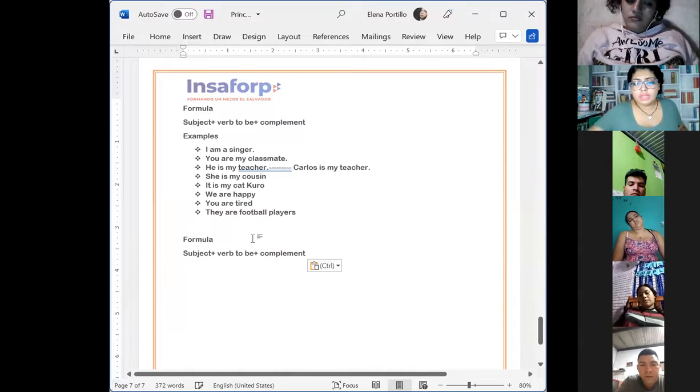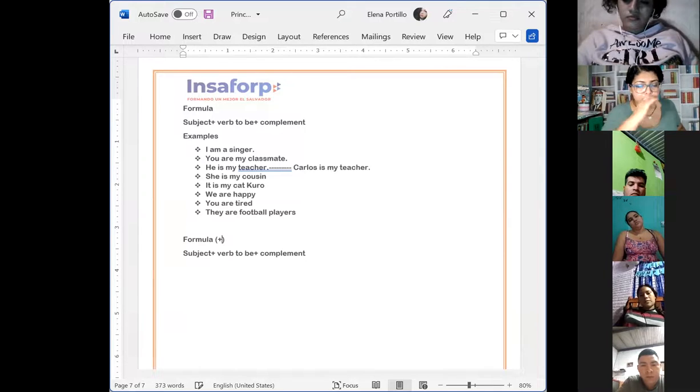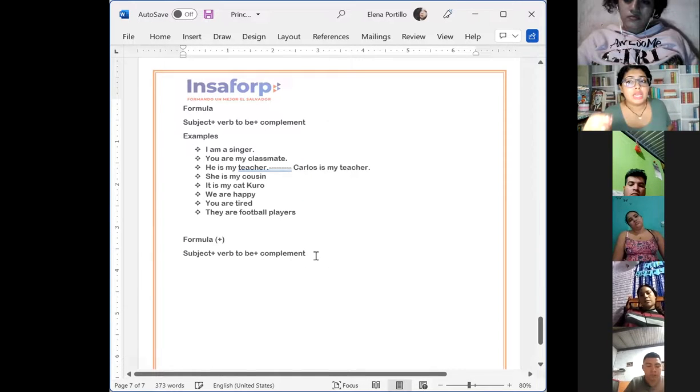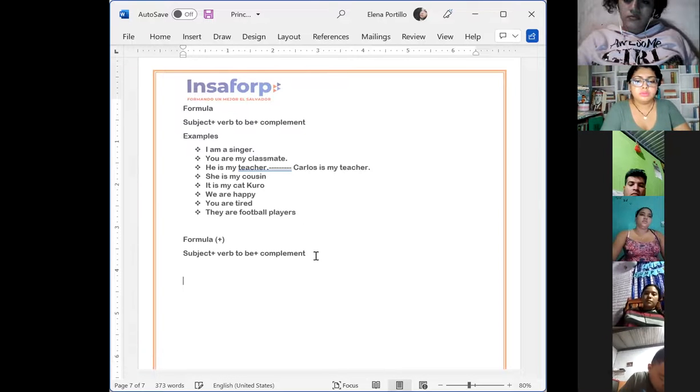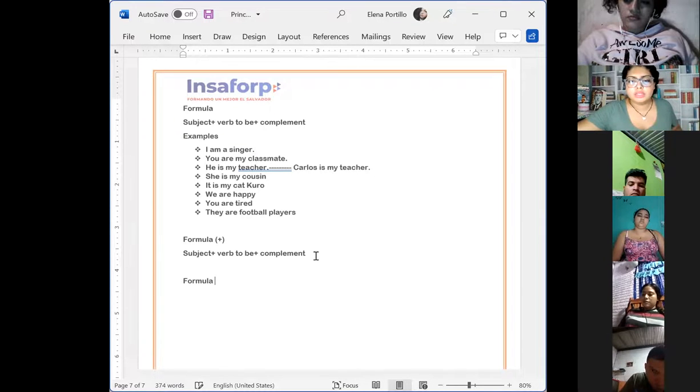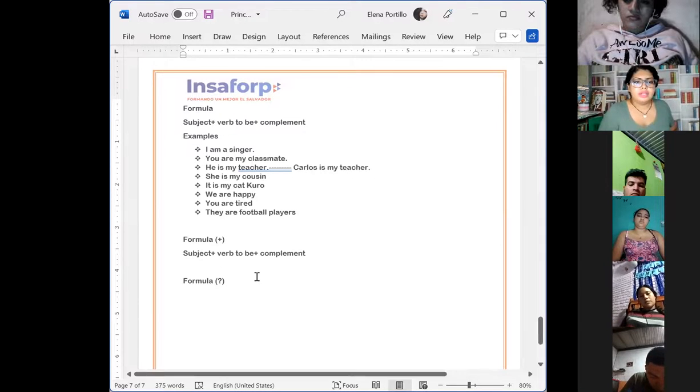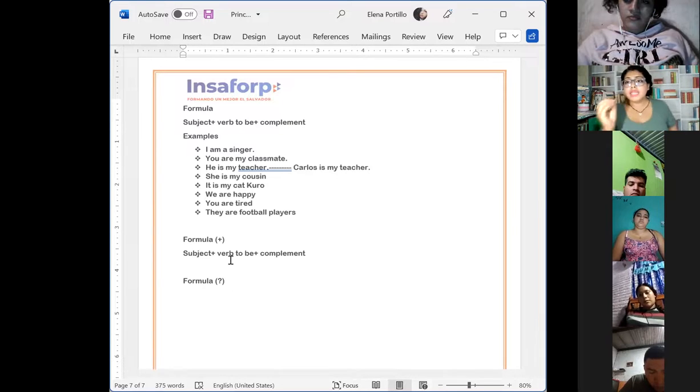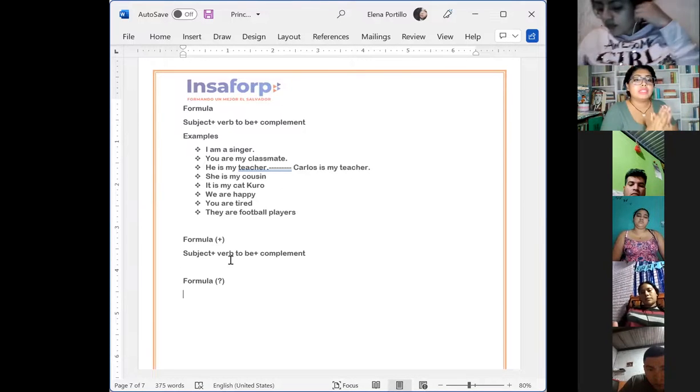I'm going to write a symbol like this here. In that case, we know that is a affirmative sentence or affirmative statement. Es una oración afirmativa. Now, let's see. And we are going to do it like this. This is for questions. Okay. We have the formula subject plus verb to be plus complement. We are going to make some changes. Vamos a hacer algunos cambios en esa fórmula.